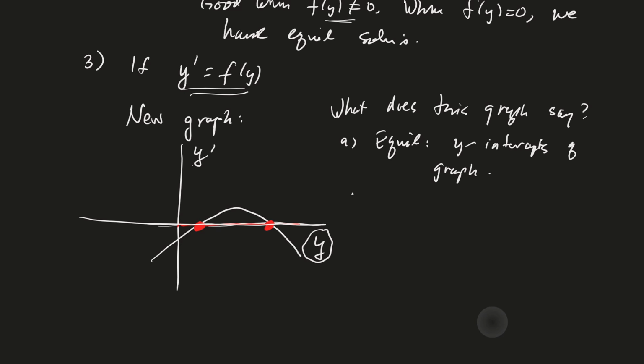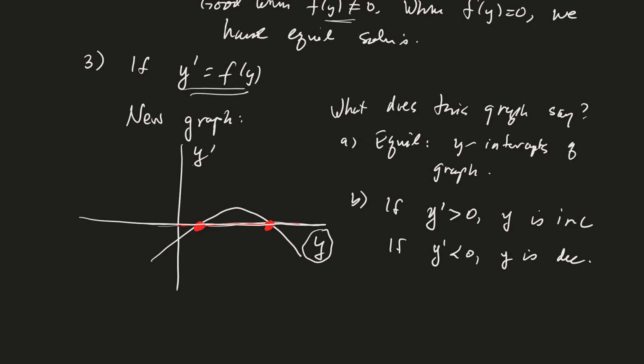Good. B. If y prime is greater than 0, what can you say about y? Do you remember from calculus? y is increasing. If y prime is less than 0, then y is decreasing, right? And so what this means is, in your graph here, for the y values between here and here, y is increasing, and then for these y values, y is decreasing, and for these values, y is decreasing.